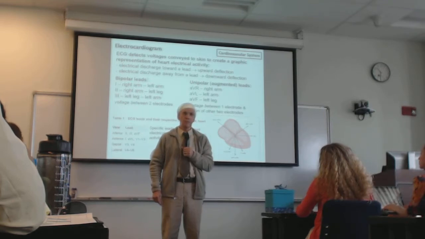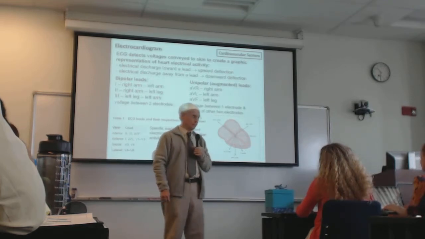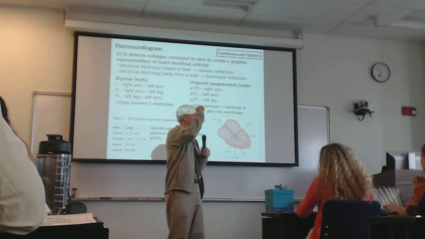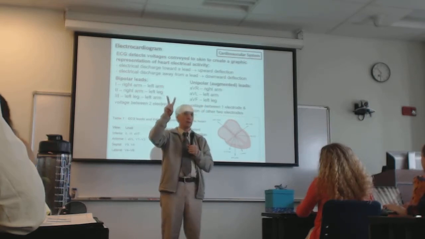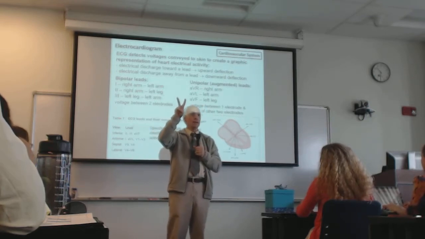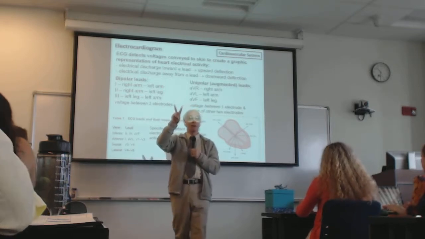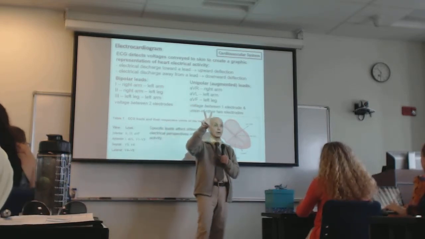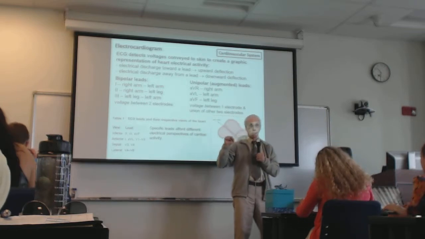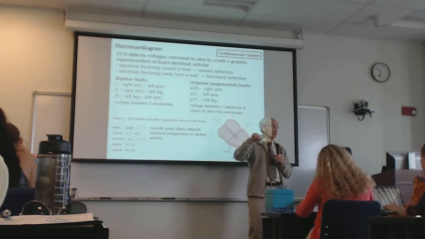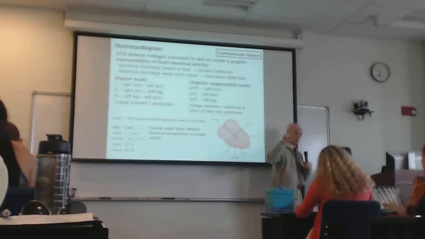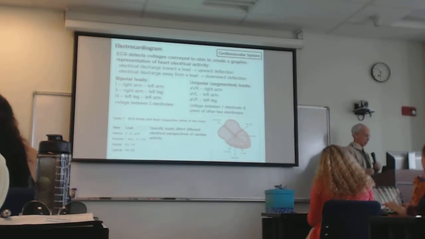What's a voltage again? Difference in charge between at least 2 points. So that means a lead, in order to provide a voltage, must have 2 attached electrodes. Is that clear? Because I'm not going to get a difference unless I have at least two little probes or electrodes.